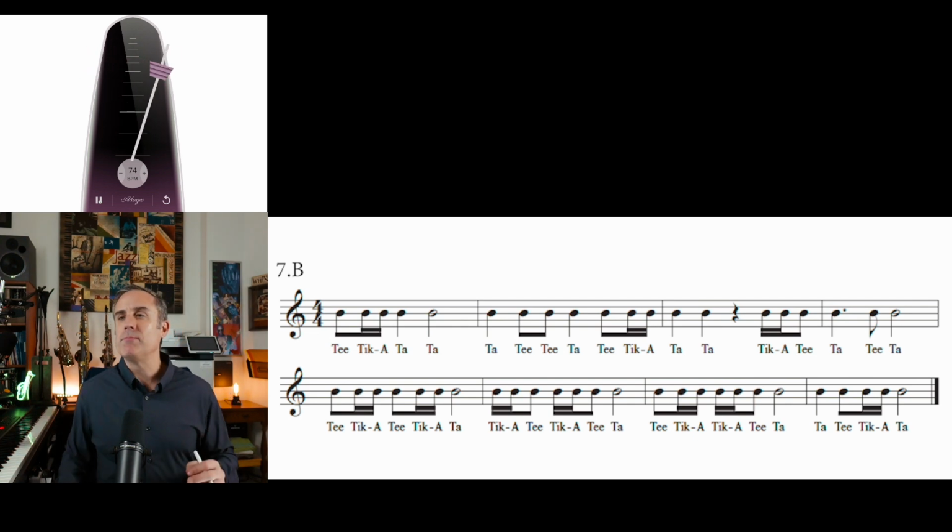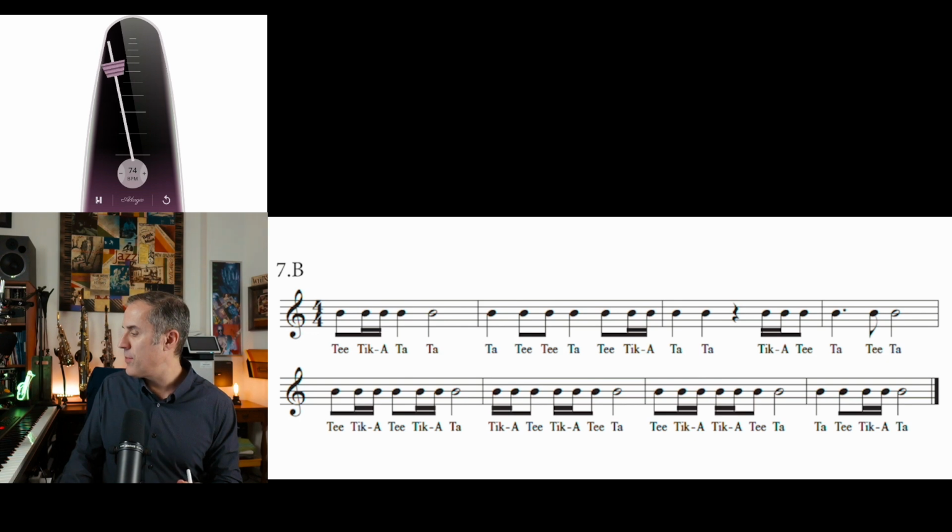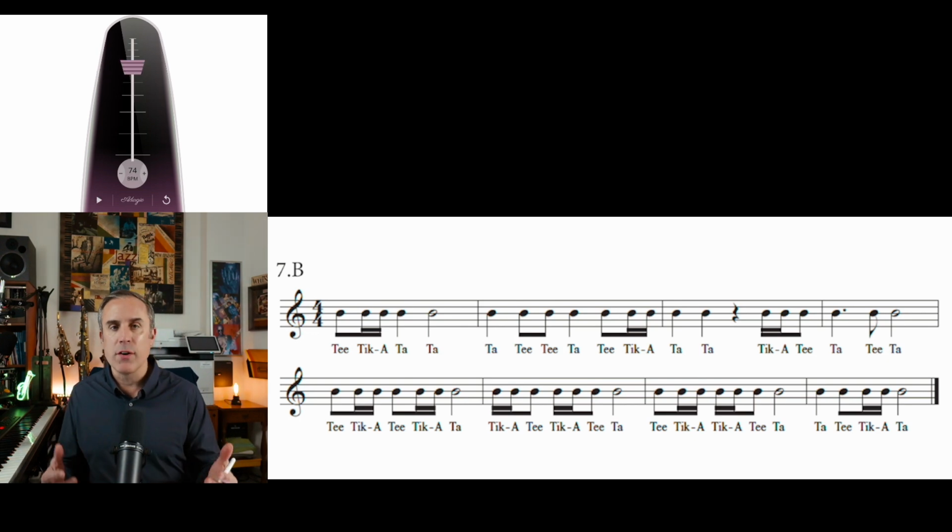Okay, here we go. 1, 2, ready, and Tee, Tik-A, Ta, Ta, Ta, Tee, Tee, Ta, Tee, Tik-A, Ta, Ta, Tik-A Tee, Ta, Tee, Ta, Tee, Tik-A Tee, Tik-A, Ta, Tik-A Tee, Tik-A Tee, Ta, Tee, Tik-A, Tik-A Tee, Ta, Ta, Tee, Tik-A, Ta. All right, and I held that half note out, full value at the end.